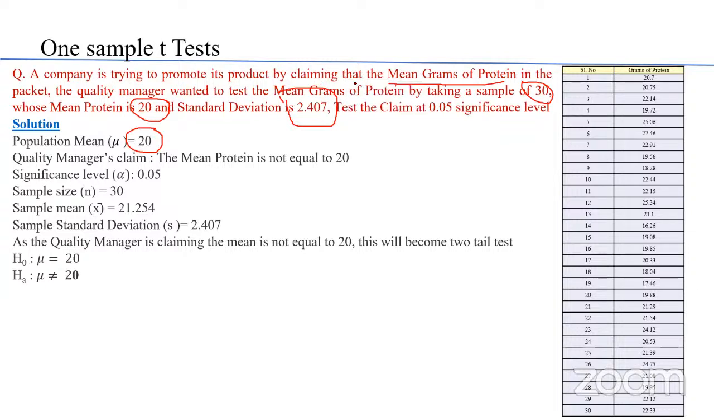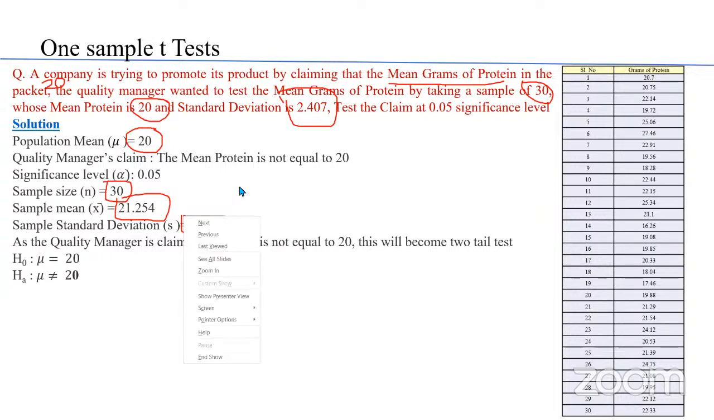Here, the mean value in the packet is 20 grams. The population mean is 20. And they studied a sample, whose sample mean is 21.254. The sample size is 30. So these are the details given in the problem. And the sample standard deviation they have given as 2.407. Now we have to check whether the 20 gram protein claim holds or not.